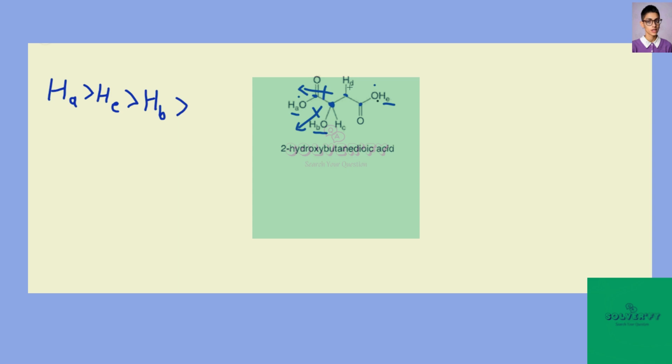However, HD is adjacent to this alcohol and is also adjacent to the carboxylic acid. So because HD is further away from this alcohol than HC is, HC must be more acidic than HD. So HC will come next, lastly followed by HD, which is not directly bonded to the same carbon that has the alcohol group, which is HC.